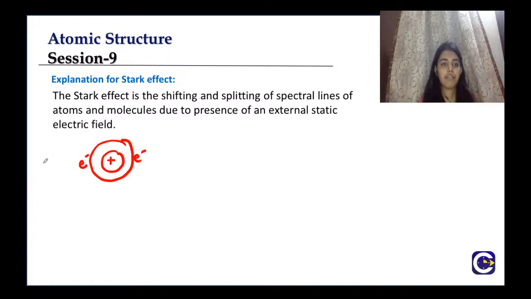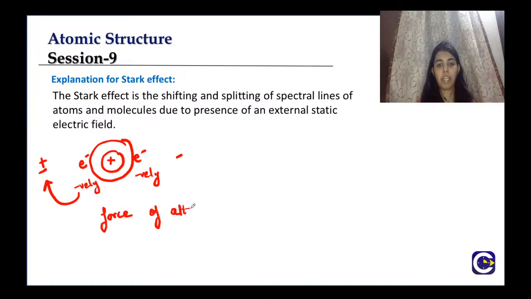Now I am placing the electric field. Let us say this is the positive plate of the electric field and this is the negative plate. As the electrons are negatively charged, they will tend to move towards the positive plate. Why? Because of the force of attraction between positive and negative charges. Therefore, the electron tends to move towards the positive plate.